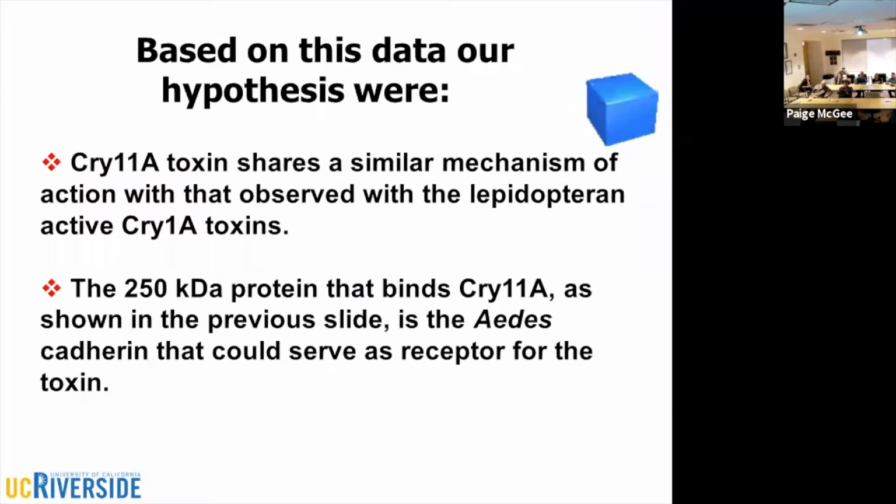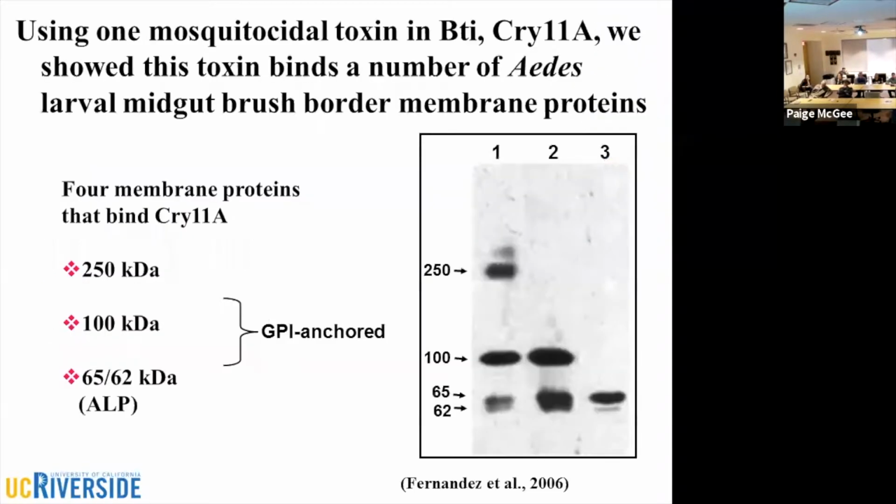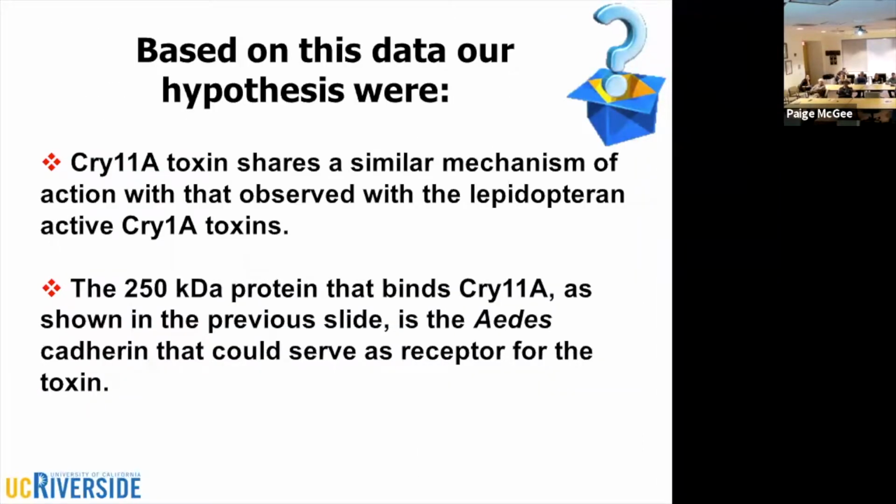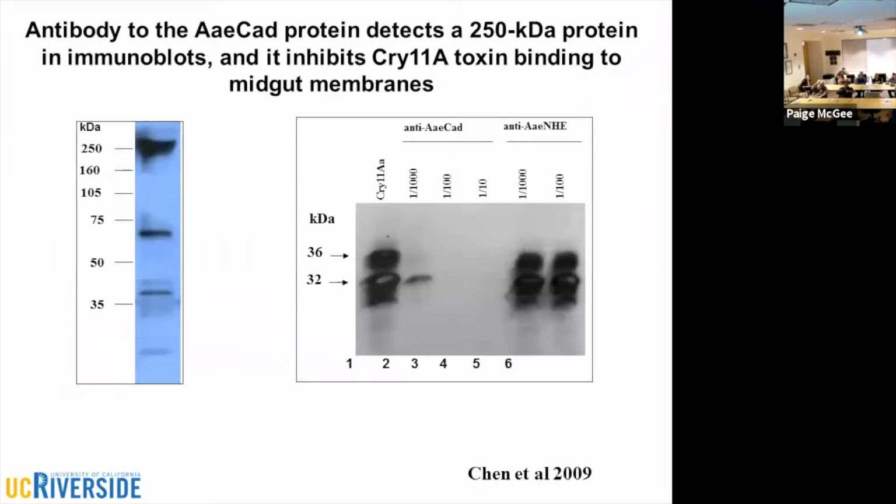Based on the proteins that are actually identified here, especially the large protein, we can summarize that the mechanism of this particular toxin is similar to that of other lepidopteran toxins identified. To prove that the 250 kilodalton protein is essentially a receptor, we purified a partial fragment of this protein, developed an antibody to it, and used the antibody in a competition assay.